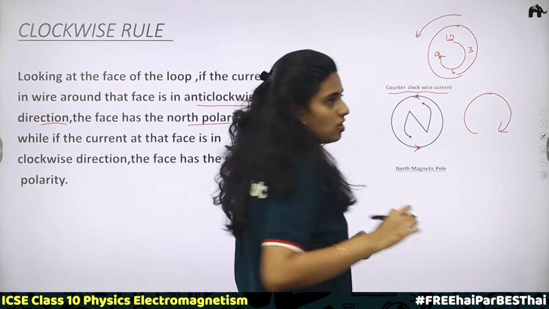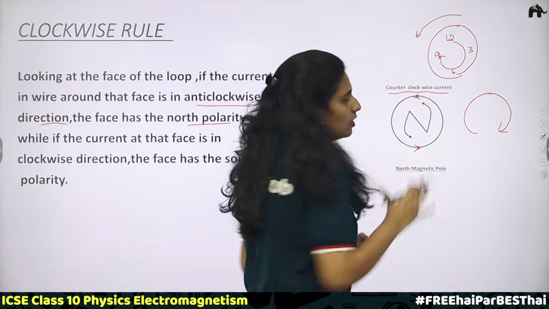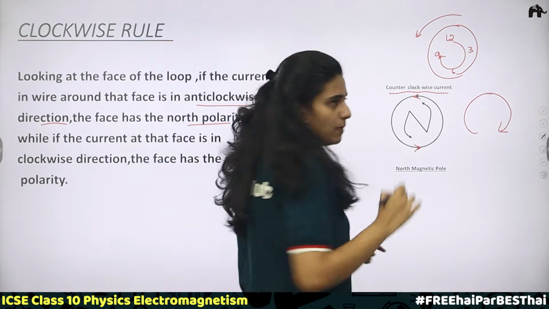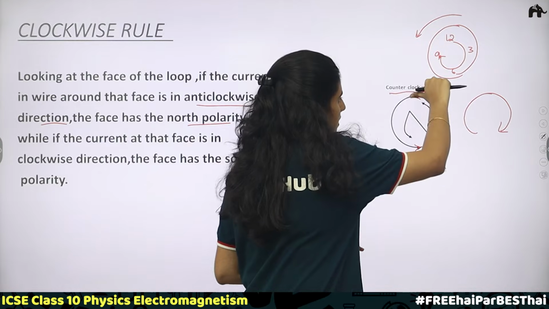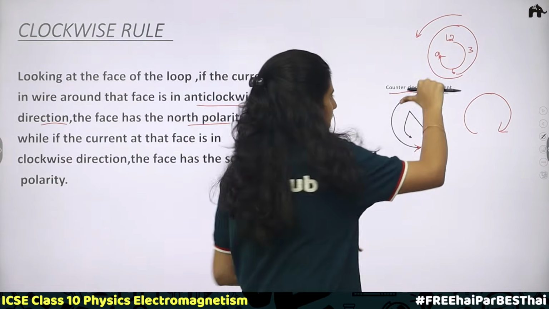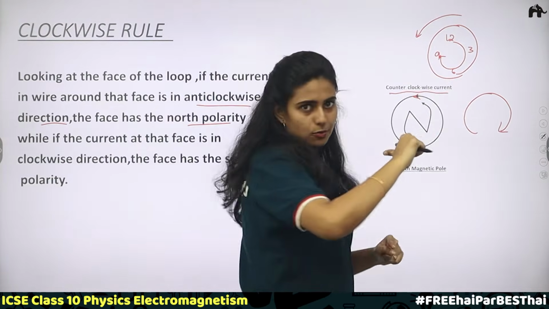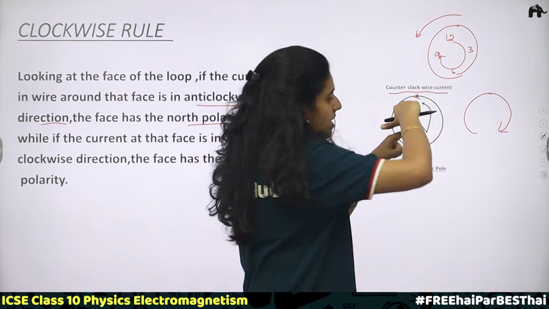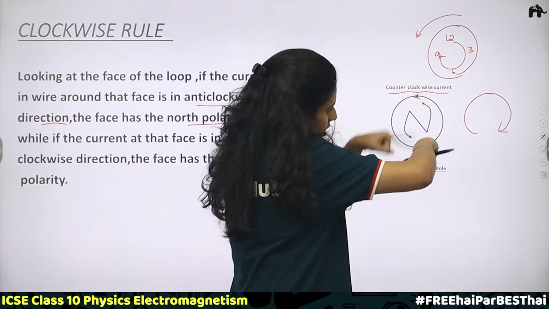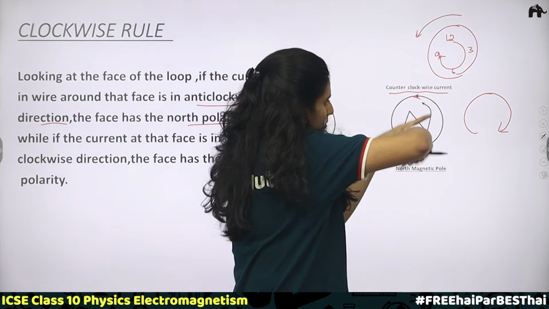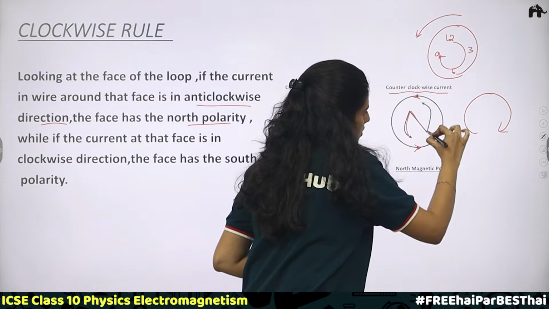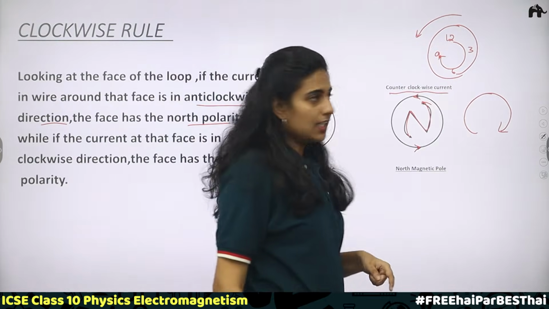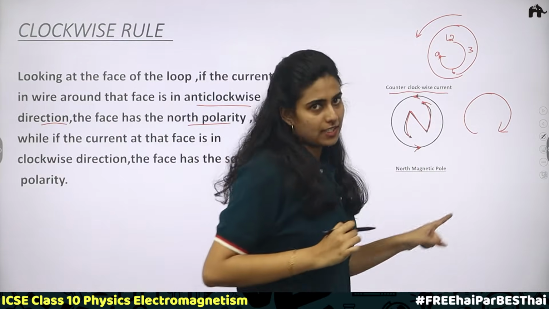In the case of anti-clockwise current, you will get a north magnetic pole. This is your north magnetic pole. So here, when you hold your thumb in the direction of the current flow, this is the direction of current flow. Fingers direction: you can see the fingers going down, coming up. So this is your north polarity. Clear? Counterclockwise, north magnetic pole.